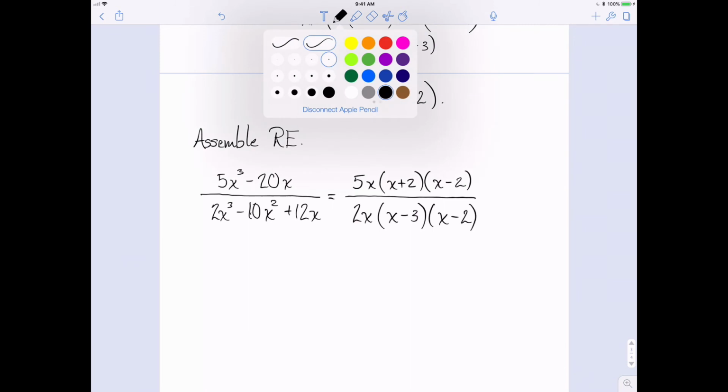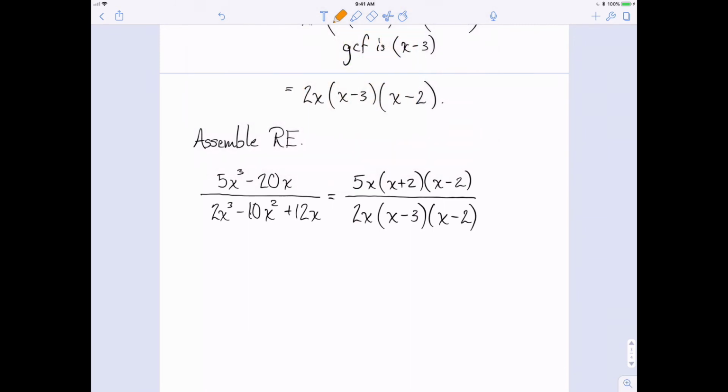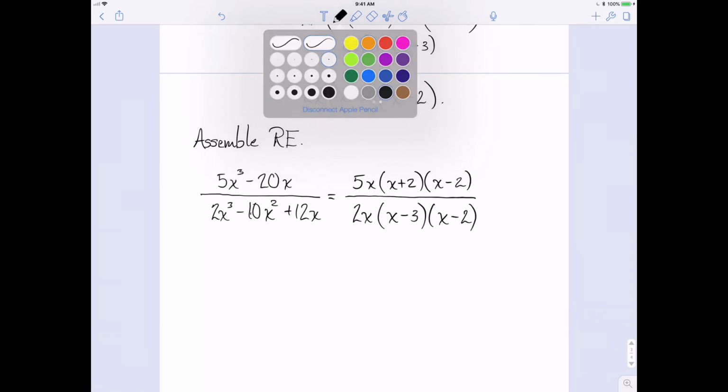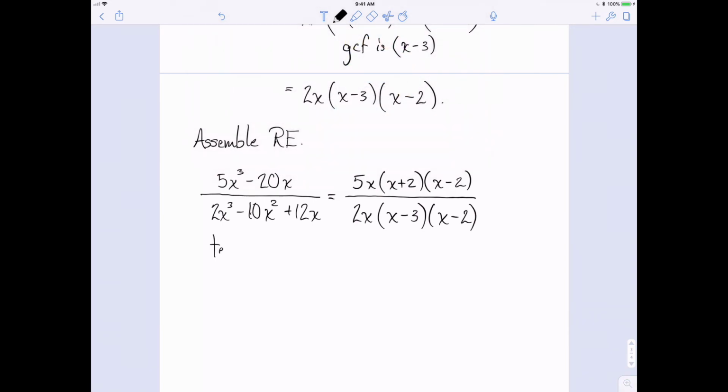Now, do I have any common factors? Before I go on, notice that on this side these are terms. Terms are always separated by plus or minus. But on this side of the problem, these are factors. Factors are separated by multiplication. So factors multiply, terms plus or minus.